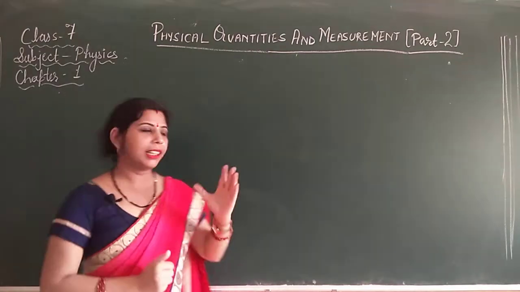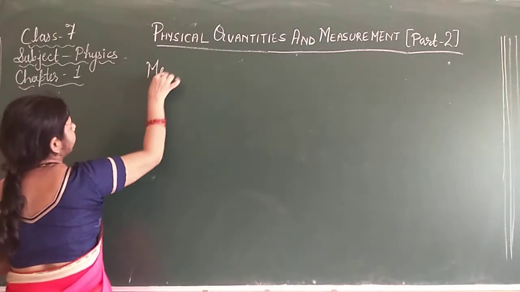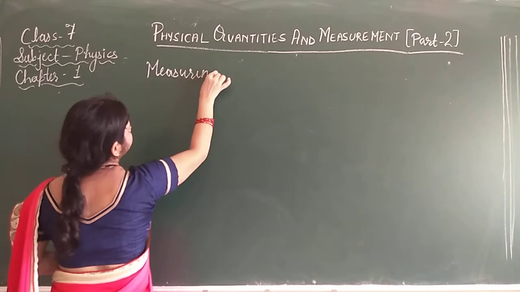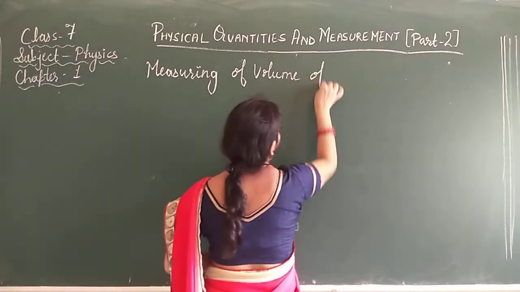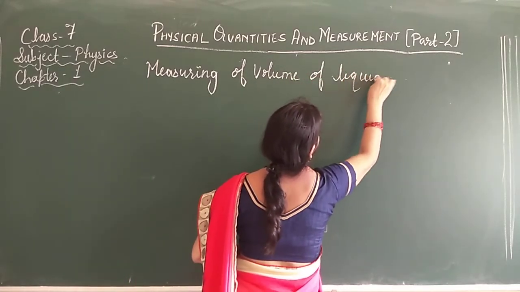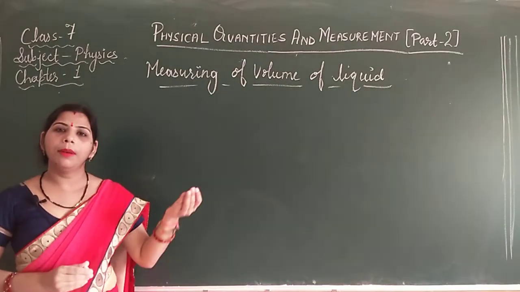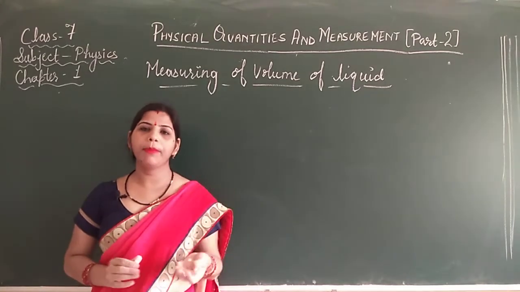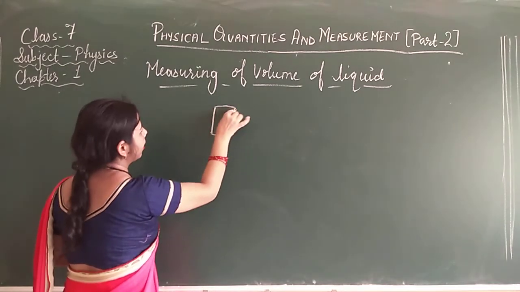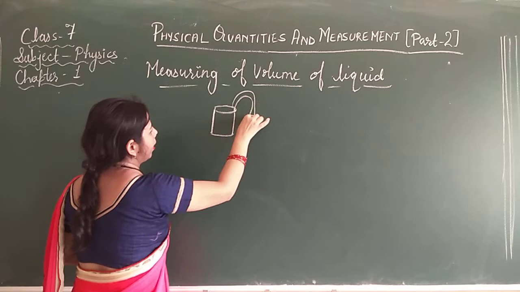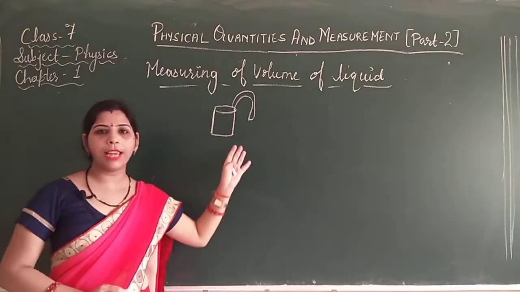Without wasting the time, let us start the topic, the measuring of volume of liquid. As you all know, the measurement of liquid you are observing at your home, the milkman comes and provides the milk. He is using this type of vessel. It can be of different capacity. That means the liquid can be measured by these types of things.